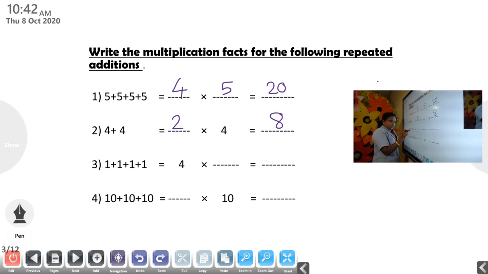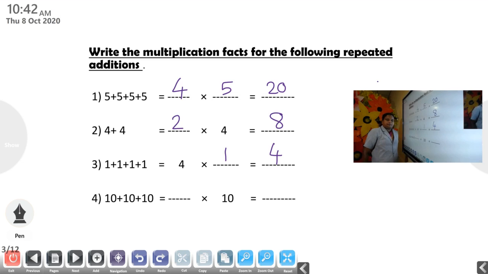Third one, 1 plus 1 plus 1 plus 1. Here, 1 is added repeatedly. How many times? 4 times. That is 4 into 1. 4 ones are 4. Is it clear?